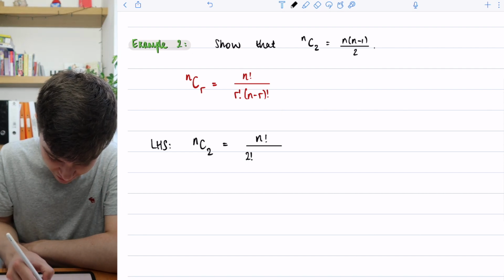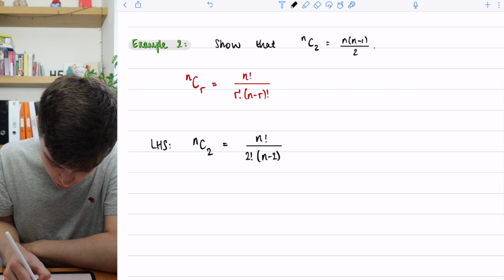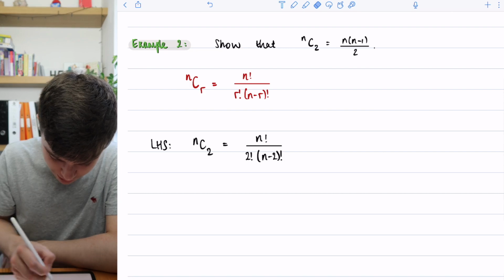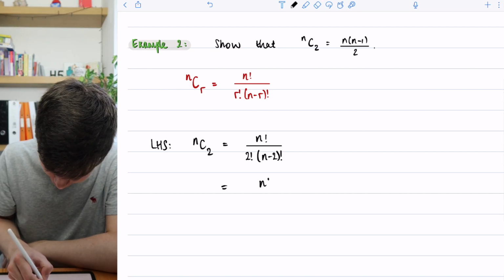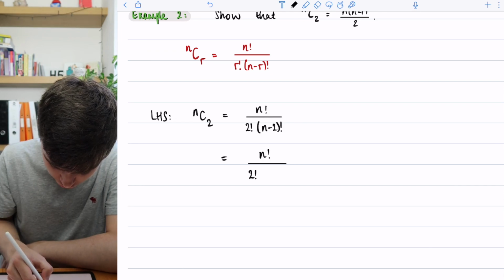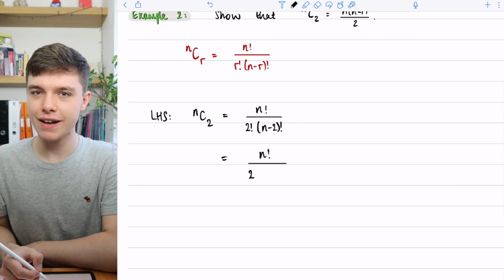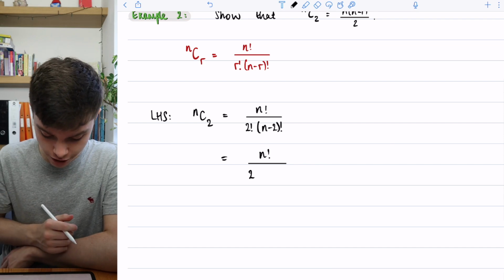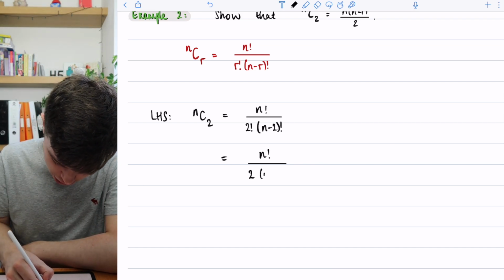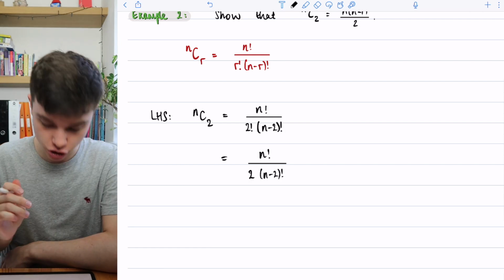So that's 2 factorial, multiplied by n minus 2 factorial. Then I can do some manipulation on that. In fact, I'm going to work down the page just to make this nice and neat. n factorial divided by 2 factorial, which we can actually get rid of that factorial because it's just 2 times 1. And then n minus 2 factorial. I can't really do anything with that just yet.